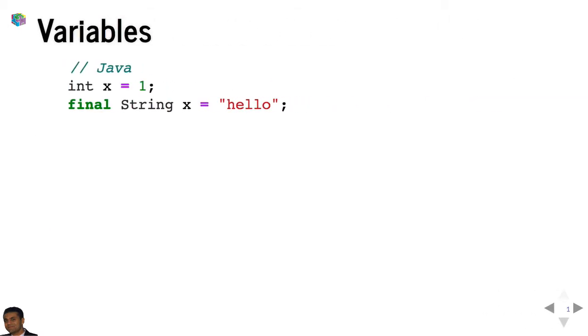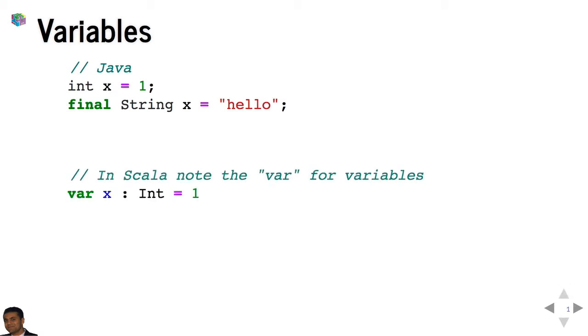Let's start with variables. Here I am declaring first an integer variable in Java, second a string constant. Here is the equivalent Scala declaration of an integer variable. As you can see, the most important difference, I placed the type after the variable, separated by a colon. Note I have to precede a variable declaration with the var keyword.